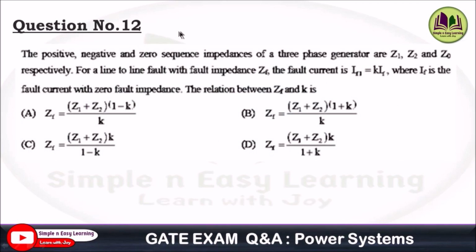Now we move on to the next question, question number 12. Here the positive, negative and zero sequence impedances of a 3-phase generator are Z1, Z2 and Z0 respectively, and for a line to line fault with fault impedance ZF, the fault current is given as IF1 equal to K into IF, where IF is the fault current with zero fault impedance. The relation between ZF and K is asked in this question, and the options are given like this.